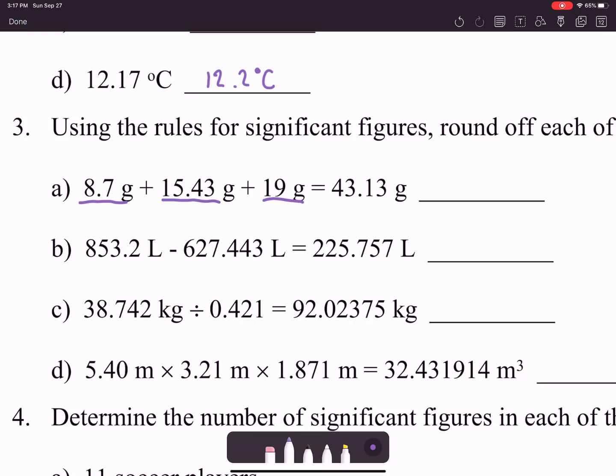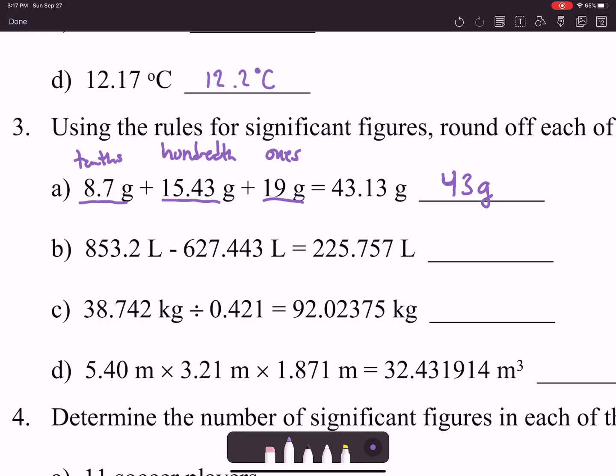This first one goes to the tenths. This is to the hundredths. And this last one is to the ones place, right? Which one of those is the least precise? Well, the ones place, right? So we have to round our answer also to the ones place. So the answer would be 43 grams.